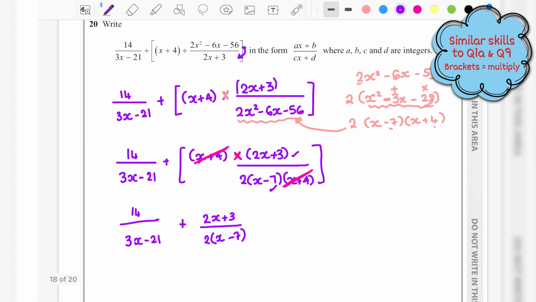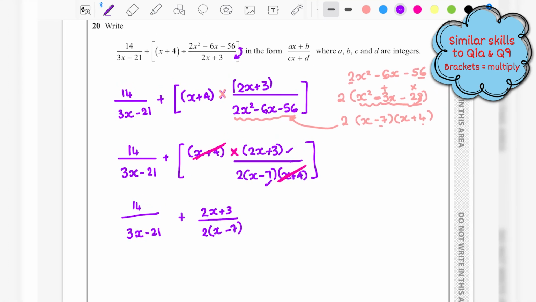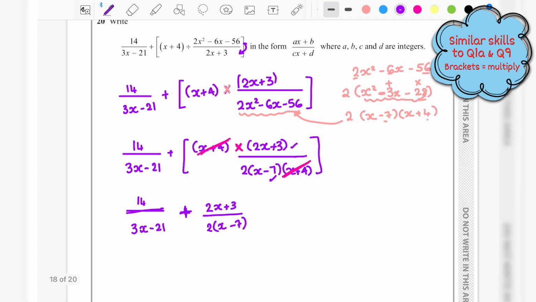Now that I'm at this stage, what is the core skill or the key skill here? It's a fraction again, because obviously they're fractions and they're being added. So what do I know about adding and subtracting fractions? That my denominators need to be the same. So let's make this 3x minus 21 in a bracket like this one.